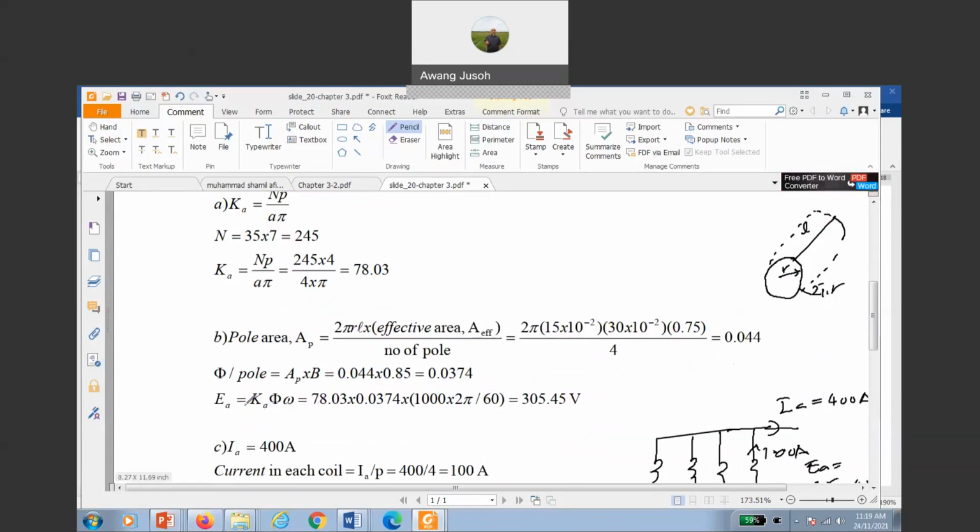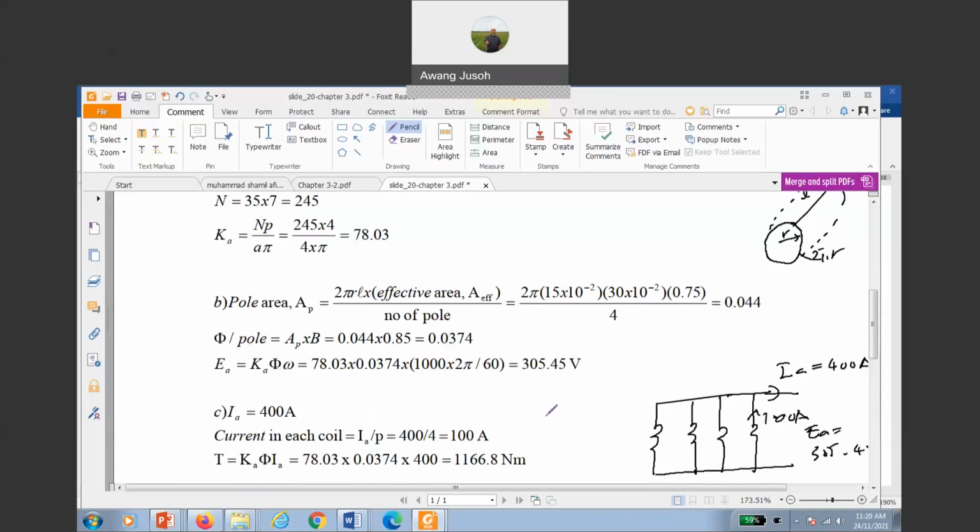And then we can find the induced voltage, or generated voltage, equal to K flux speed. K equals 78.03 multiplied by flux 0.0374 multiplied by the speed. The speed you must change to radian per second, so 1000 RPM must be multiplied by 2 pi divided by 60. Then we got the generated voltage in this machine, which is 305.45. So that's the answer for B.